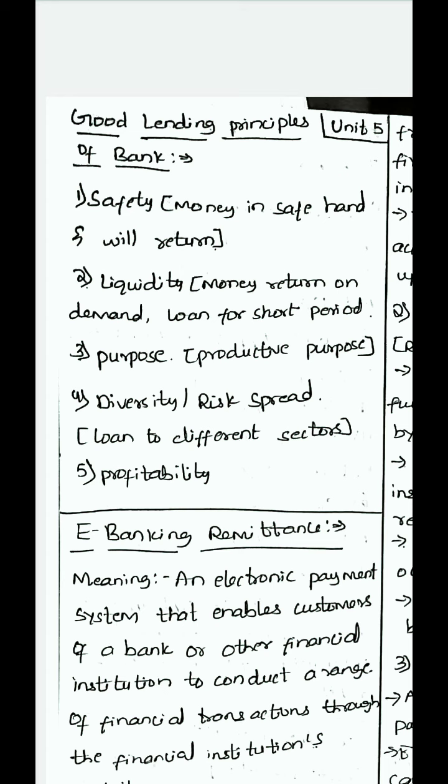The next is diversity or risk spread. The banker should not give loans to only one sector. He should spread the loans to different sectors like the industrial sector, education sector, medical sector, etc., so that he does not incur a loss all at once. If the loan is spread to different sectors, then the risk will also be spread.